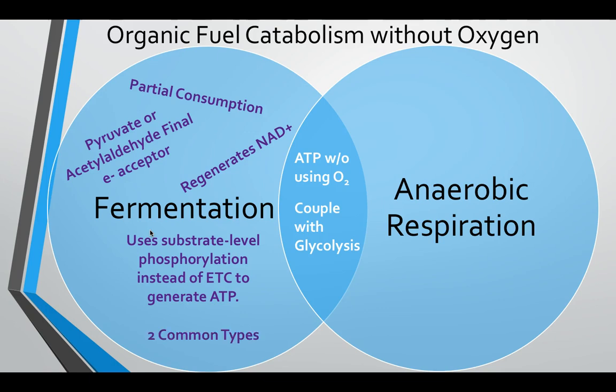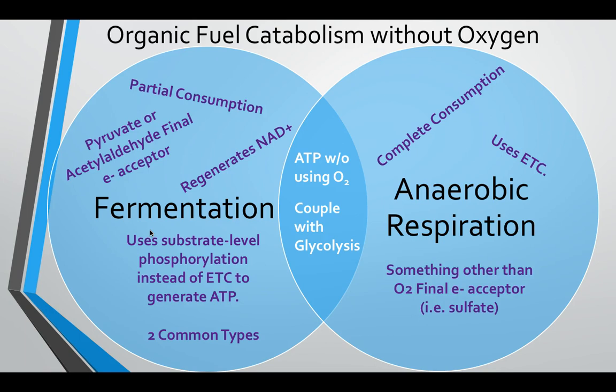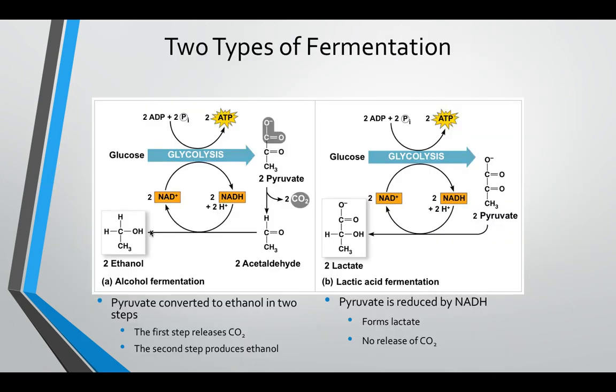And there's 2 types of fermentation: alcoholic fermentation and lactic acid fermentation. Now, anaerobic respiration is going to be a complete consumption. It's going to use the electron transport chain, unlike fermentation, which does not. The main difference between anaerobic respiration and aerobic is that the final electron acceptor is not oxygen. It's usually something like sulfate, but it is not oxygen.